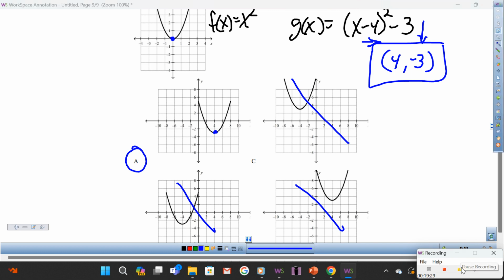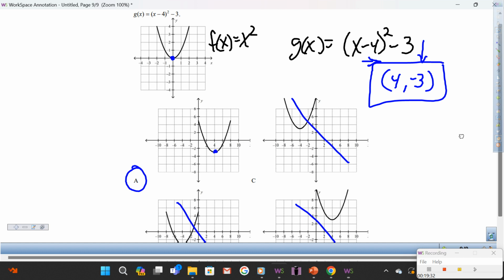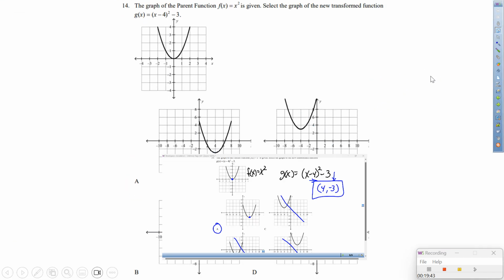All right? Now, these transformations are becoming a lot easier because we've been hammering these on the warm-ups a lot. And plus, we've been covering all this kind of movement with all the functions.